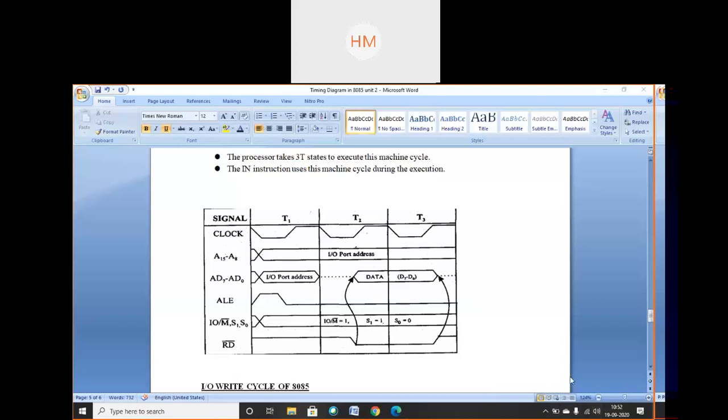Okay, very good. So, what are the T states? Yes, 3 T states.